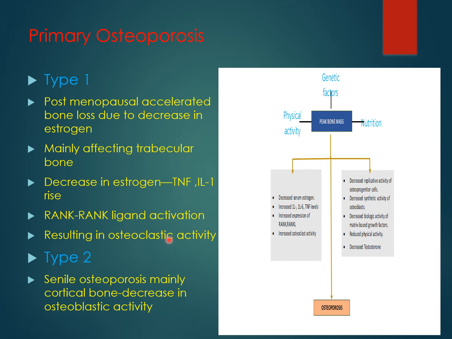So in postmenopausal females, there is decrease in estrogen, there is increase in interleukin 1, 6 and tumor necrosis factor alpha, upgrading the RANK-RANK ligand pathway, resulting in increased osteoclastic activity. Whereas in senile osteoporosis, there is decreased activity of osteoblasts and its precursors, and as a result of that, the RANK-RANK ligand pathway is not properly regulated.